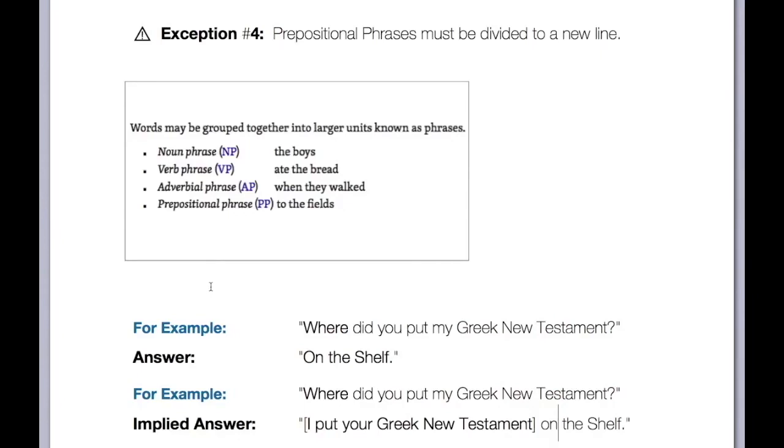But even at moments where you can't clearly tell that there's an implied verb operating, you still will need to slice a prepositional phrase to a new proposition every time.